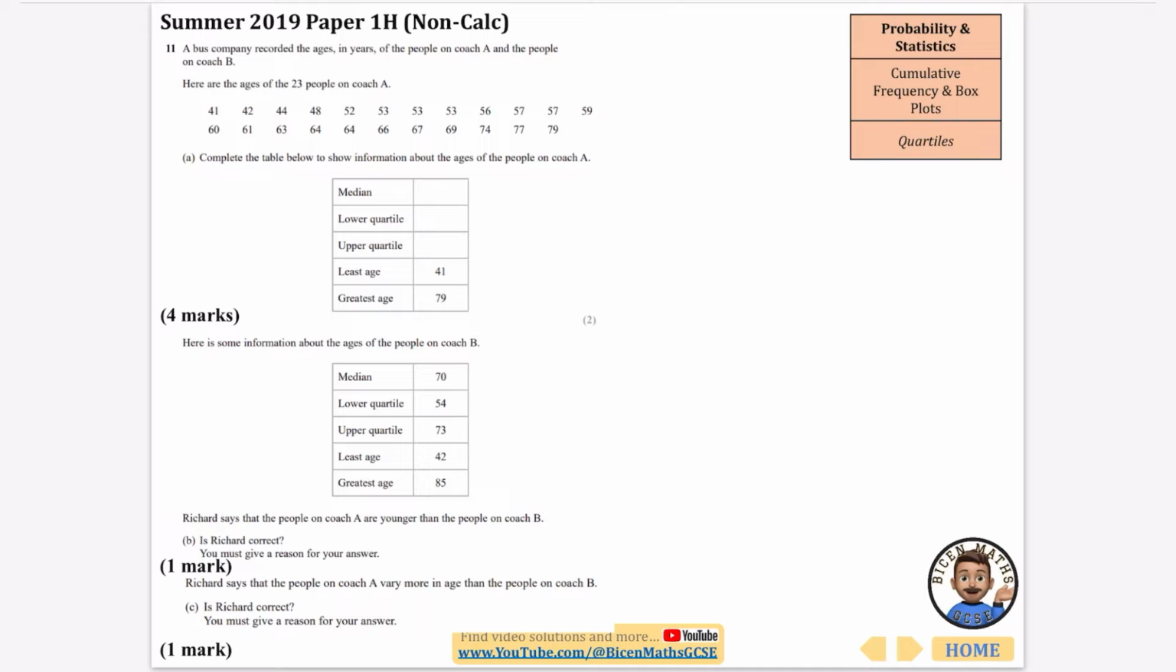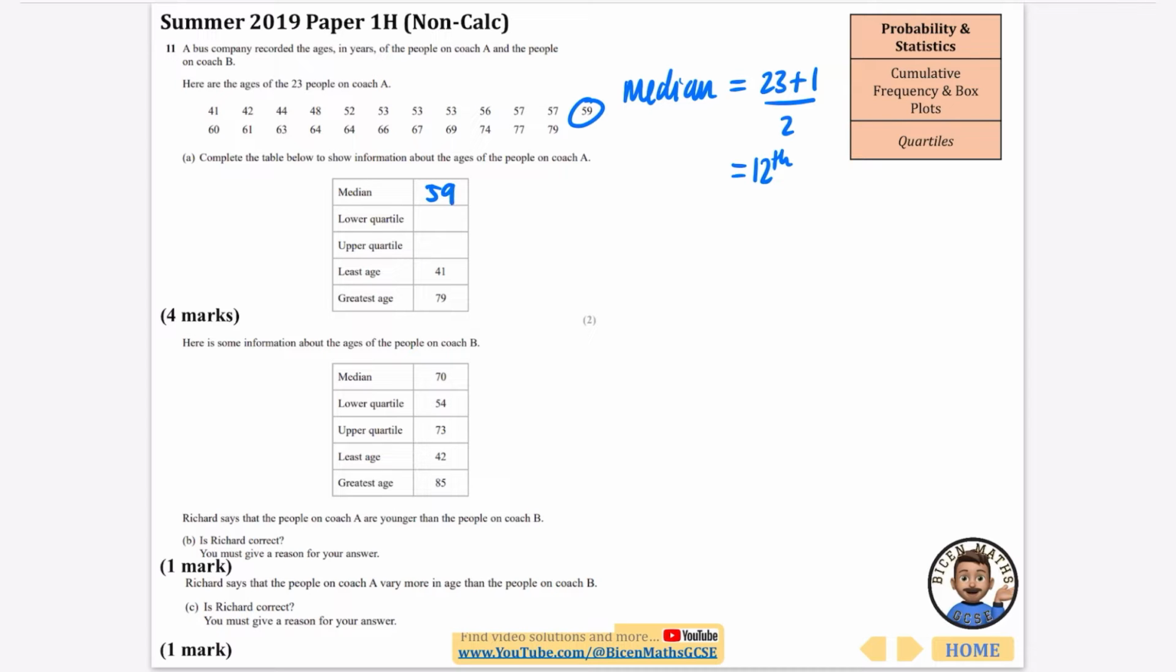Now, you could do the crossing off from either end, or you could use a shorter method. For the median, we add one on to the number of people, because it's in a list, we do need to add one onto this. So it's 23 plus 1, and we'll half it to find out the middle. That's 24 over 2, the 12th position. So I'm going to go 1, 2, 3, 4, 5, 6, 7, 8, 9, 10, 11, 12. So the median is 59.